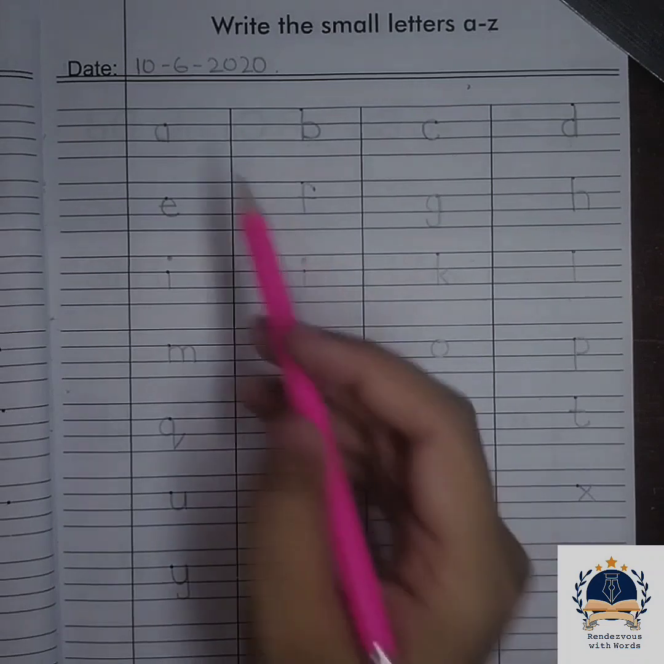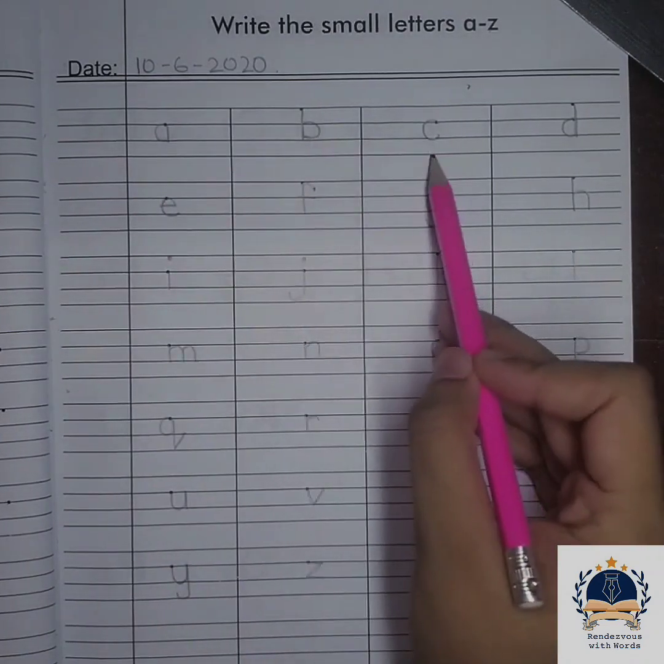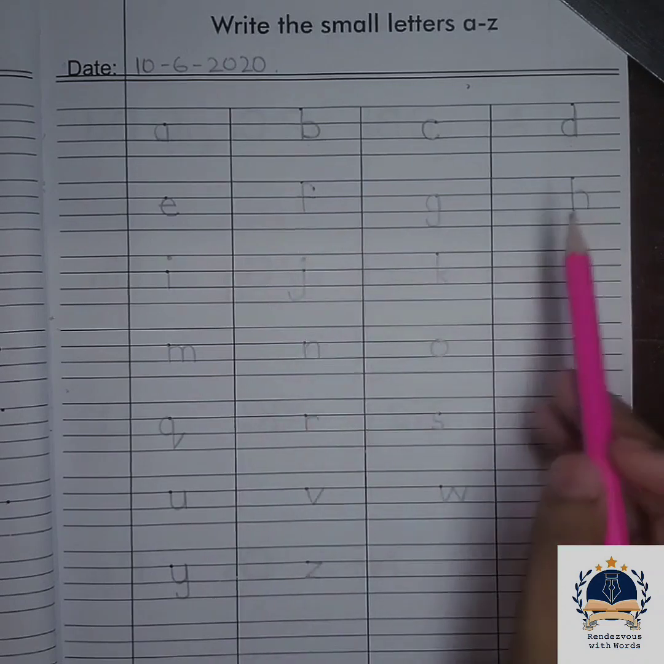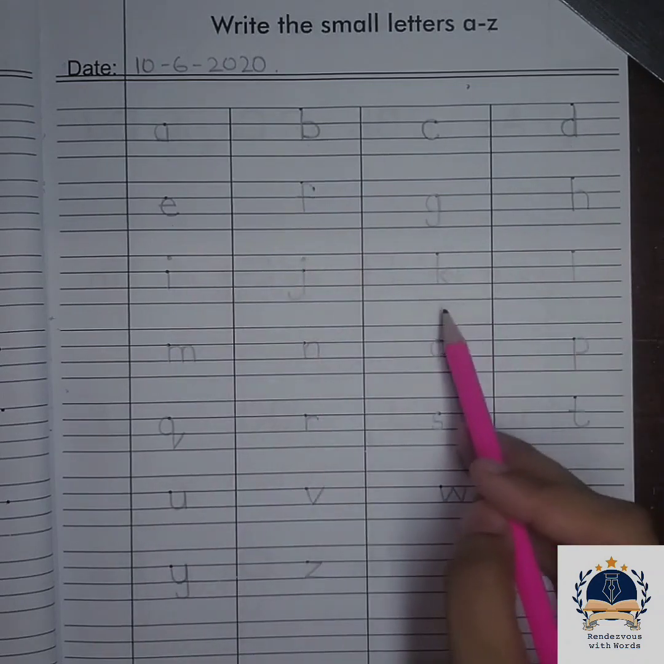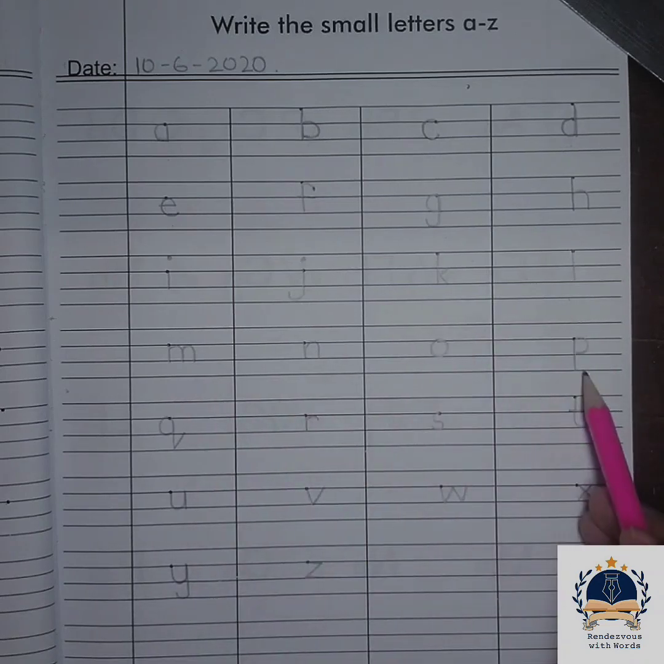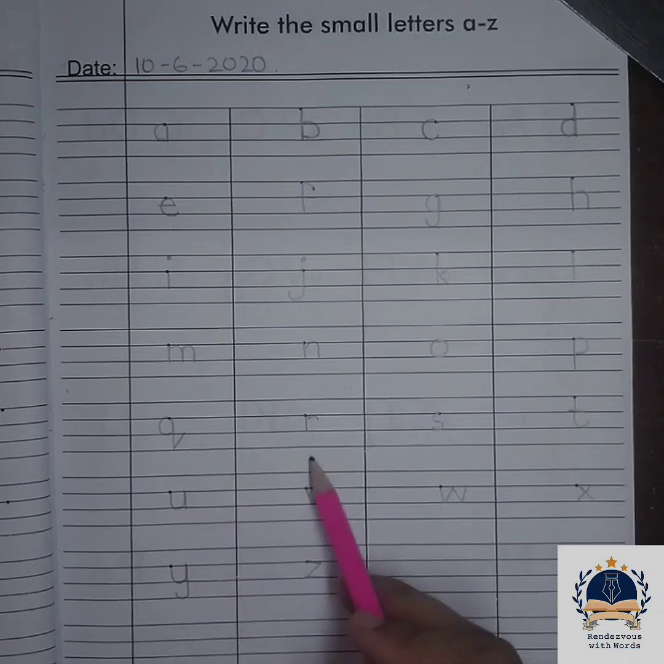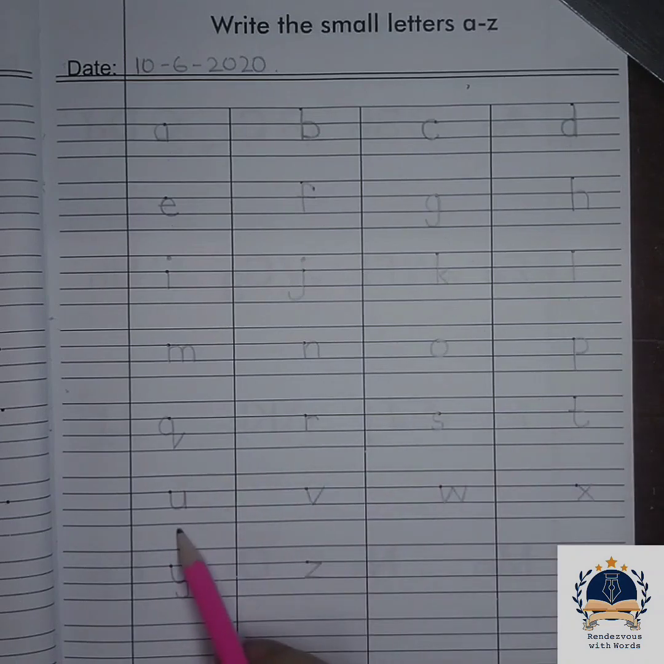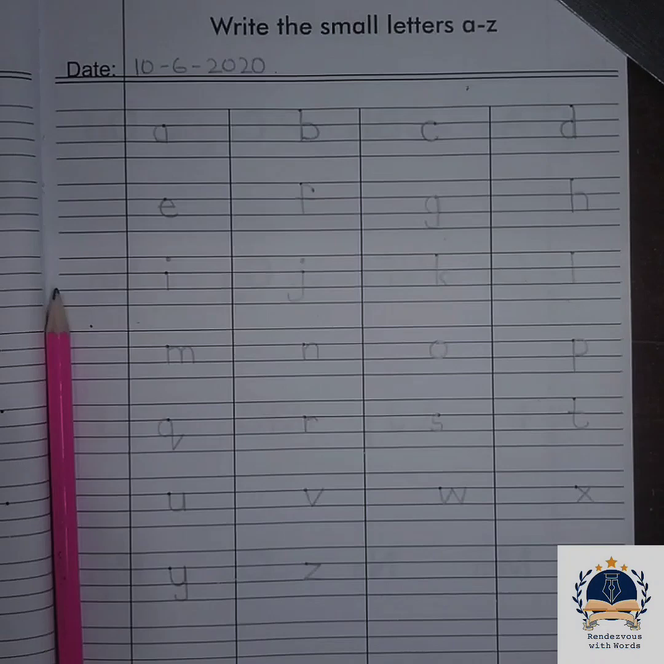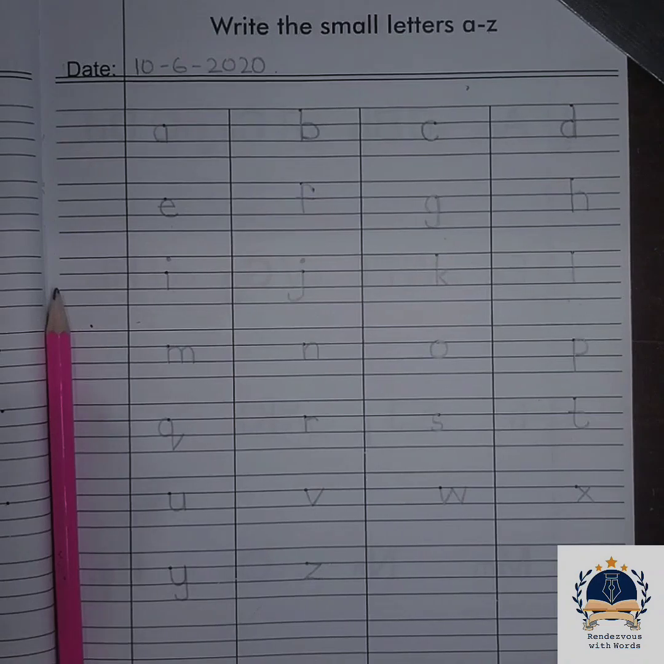Let's read it again. A, B, C, D, E, F, G, H, I, J, K, L, M, N, O, P, Q, R, S, T, U, V, W, X, Y, Z. What we have done today? We have learned small letters. Now what you have to do is, you have to learn all these formations by heart, so it will be helpful for you in the upcoming topics.